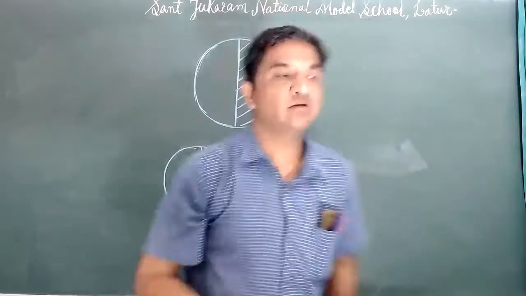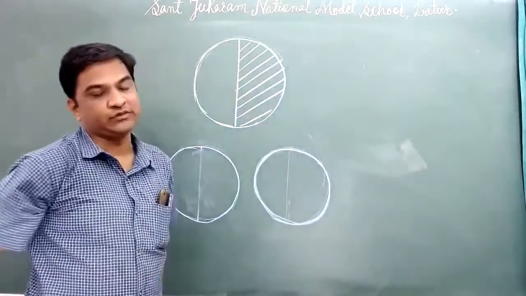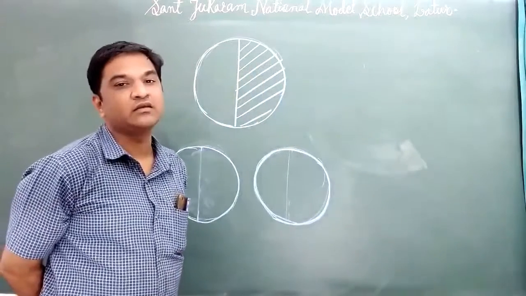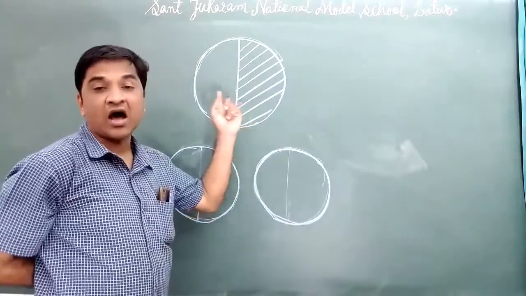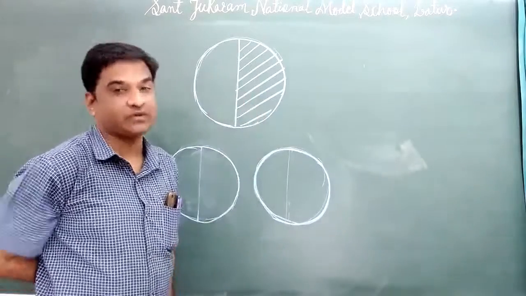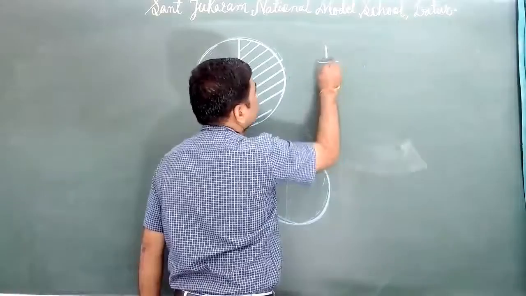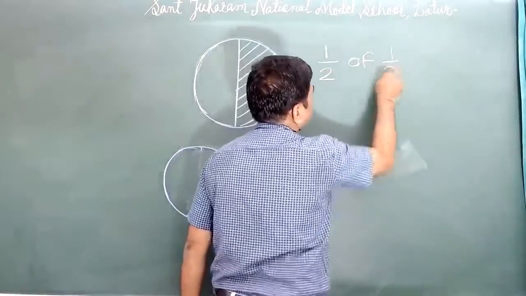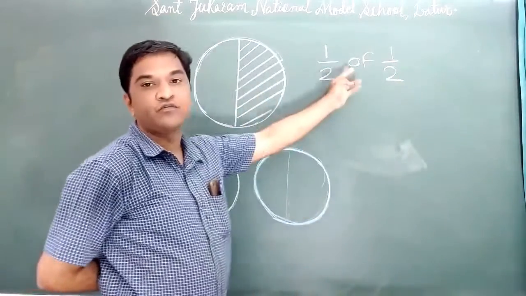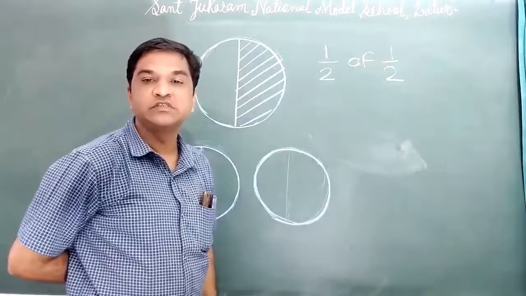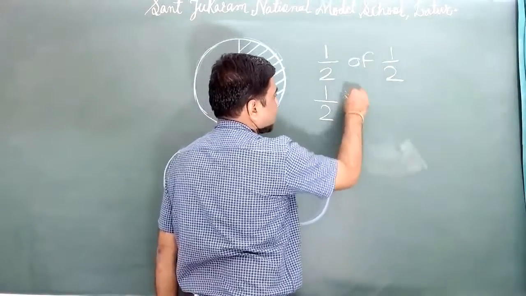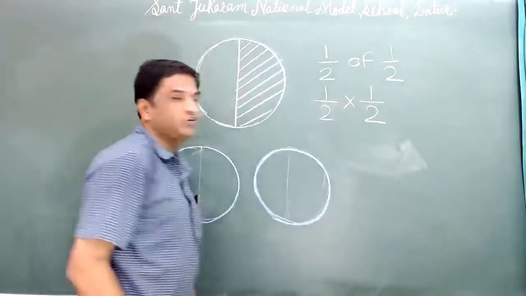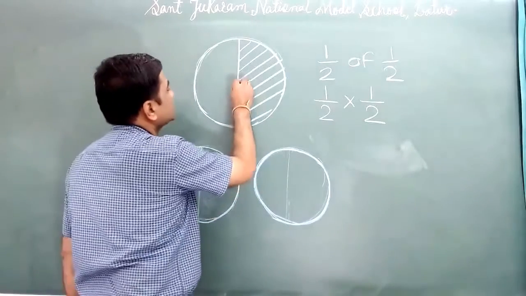Suppose your mother gave you one complete roti, but you are not hungry. What do you say to mother? I'm going to eat half of the half chapati. I say half of half, and when I say "of", it actually means multiplication. So I'm actually multiplying the fraction half with half.